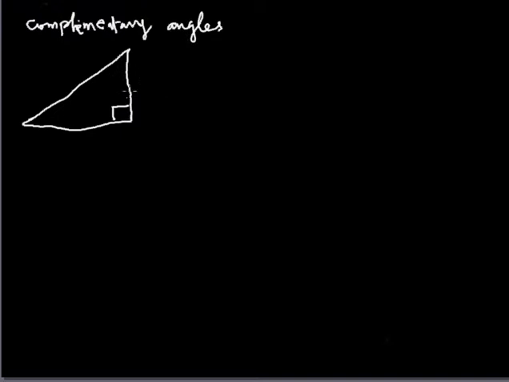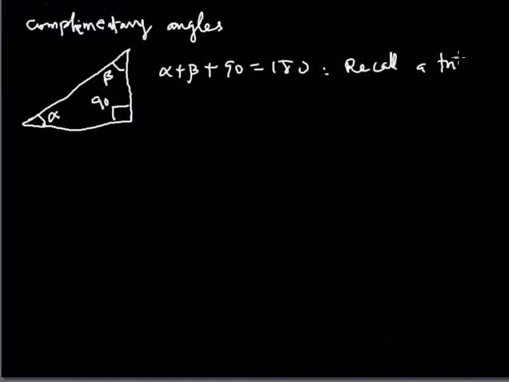We know that angle alpha plus angle beta plus angle, of course we know this is angle 90. Angle 90 will be equals to 180. Alpha plus beta plus 90 is equals to 180. If you can recall, a triangle rule.